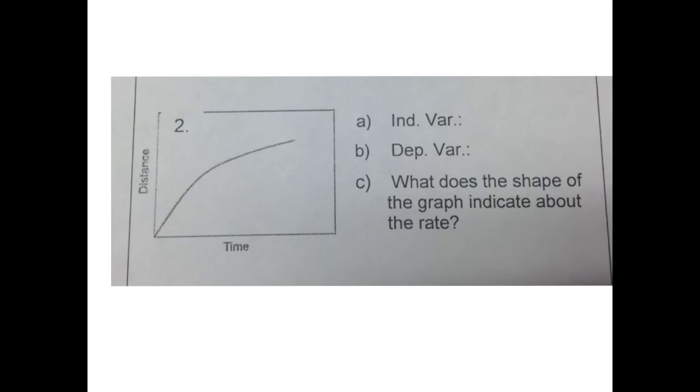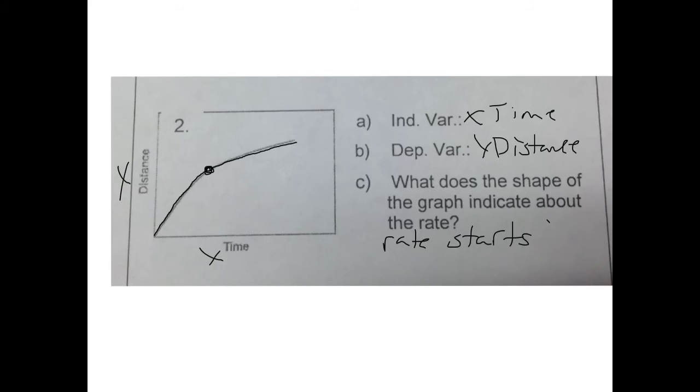The next one, again our x and our y. Our x is going to be time, our y is going to be distance, so time versus distance. What does the shape of the graph indicate about the rate here? It starts off a lot faster, and then right around this point it starts to even off and go slower. So our rate starts fast and then evens off, and by evens off I mean it slows down. It's not completely stopped because it's not flat, but it's evened off a little bit.